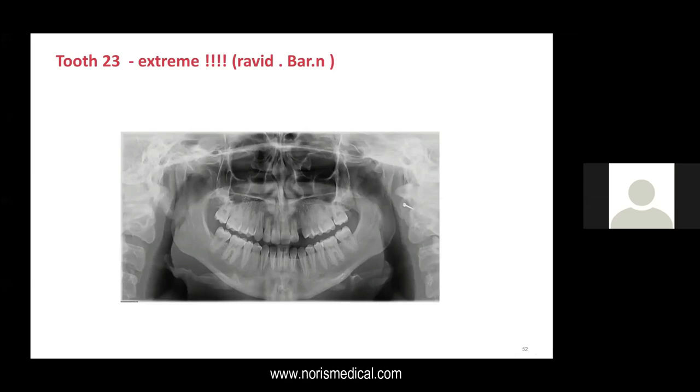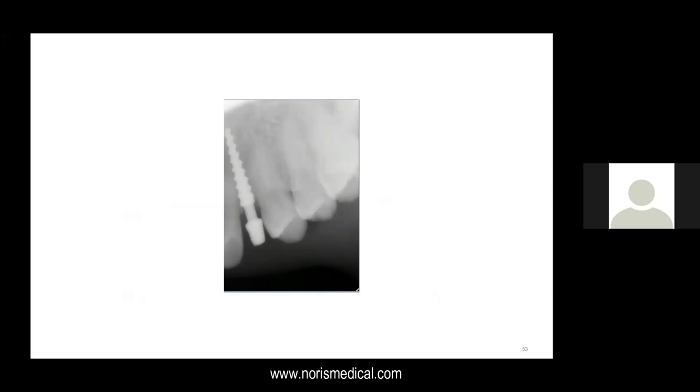And actually she had a space. This space really, really disturbed her, and she wanted a solution. Of course, I advised her to go back to the orthodontist. She refused. She didn't want to hear about it, and she wanted me to do implants. So as you can guess, I like to take challenges. And this is the challenge.